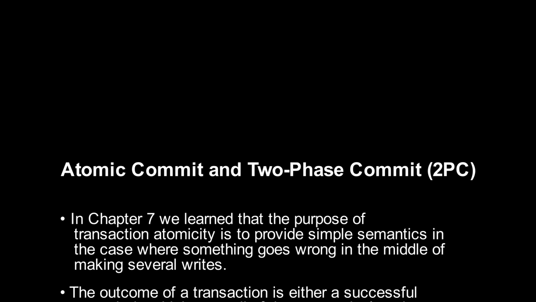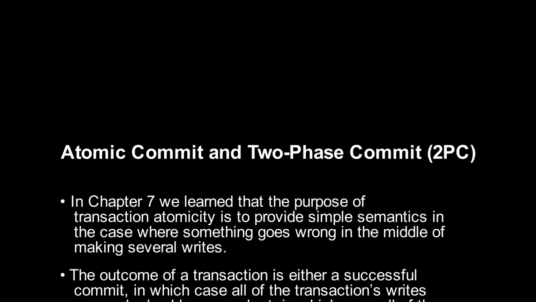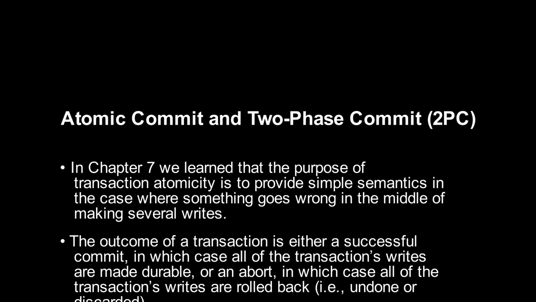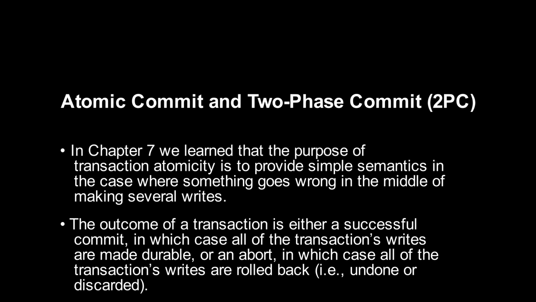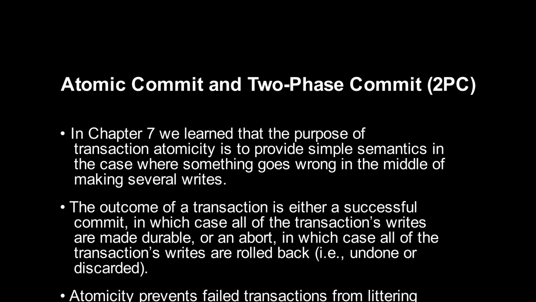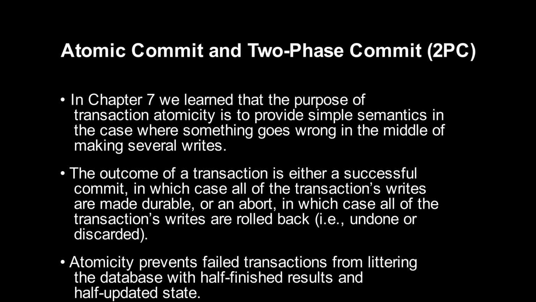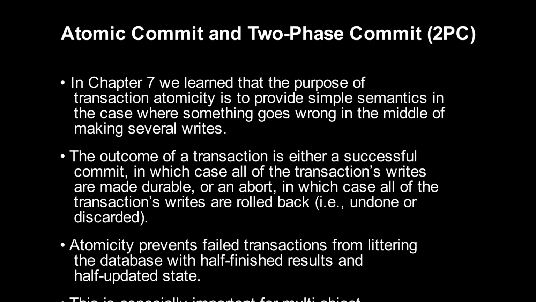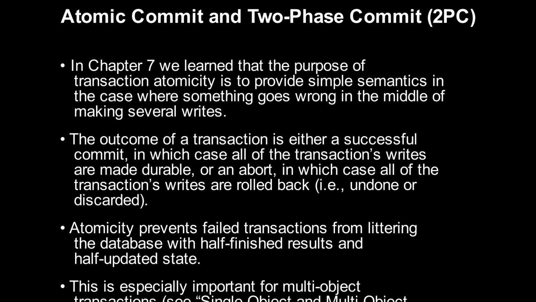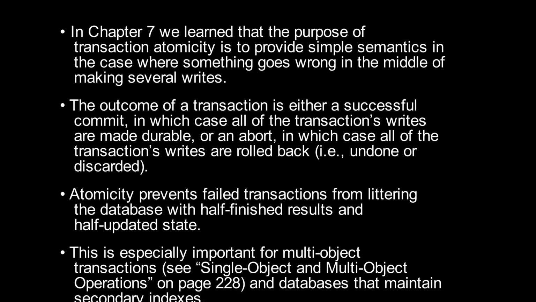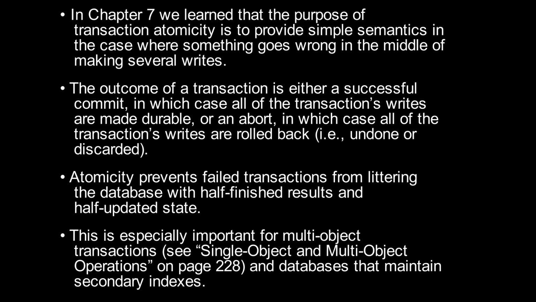In Chapter 7, we learned that the purpose of transaction atomicity is to provide simple semantics in the case where something goes wrong in the middle of making several writes. The outcome of a transaction is either a successful commit, in which case all of the transaction's writes are made durable, or an abort, in which case all of the transaction's writes are rolled back, i.e., undone or discarded. Atomicity prevents failed transactions from littering the database with half-finished results and half-updated state.